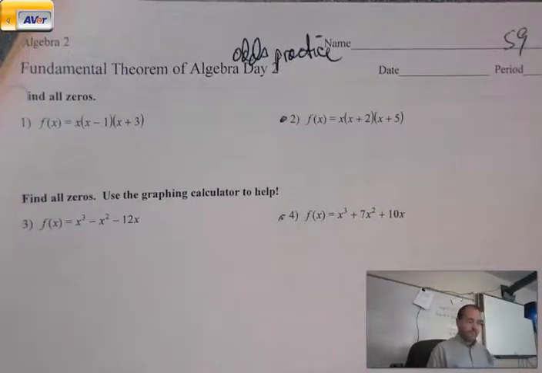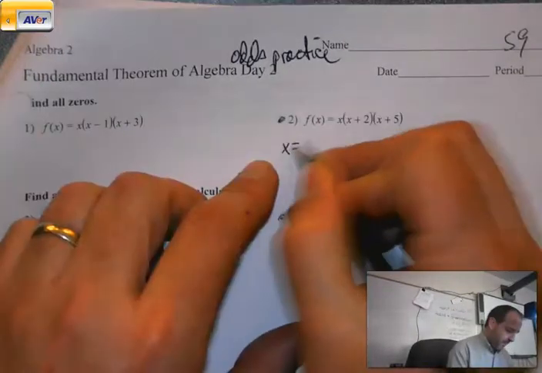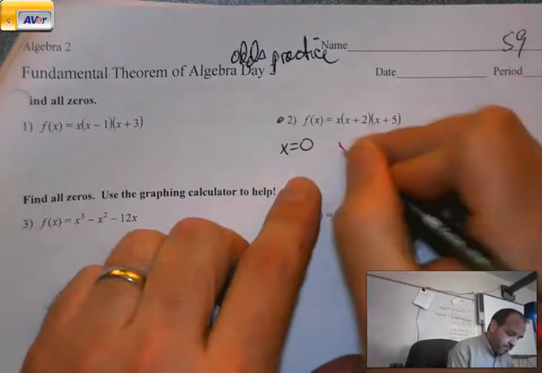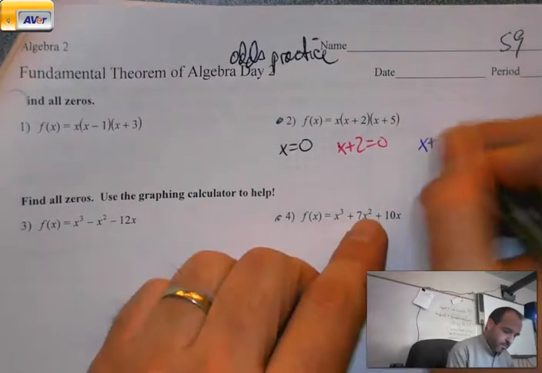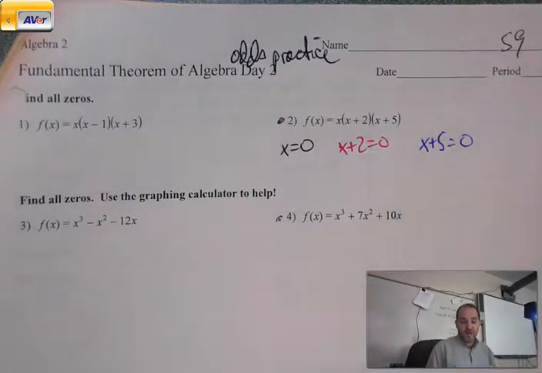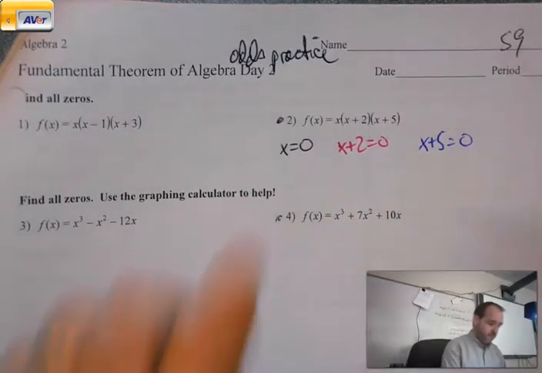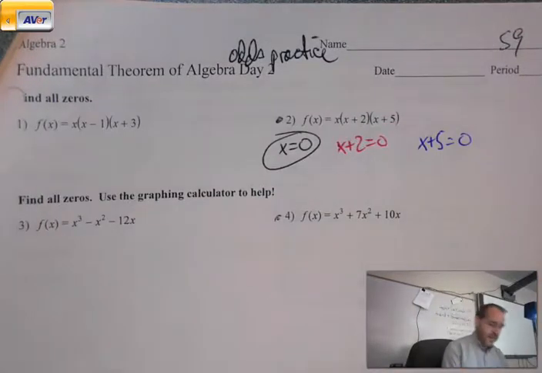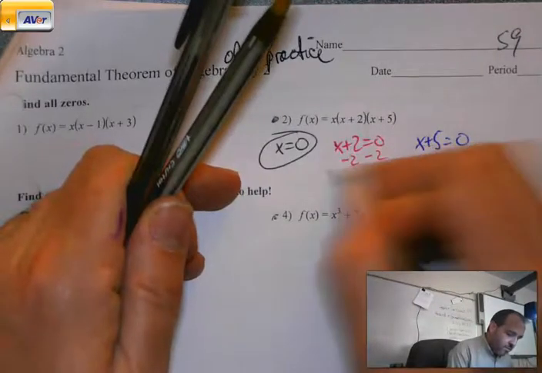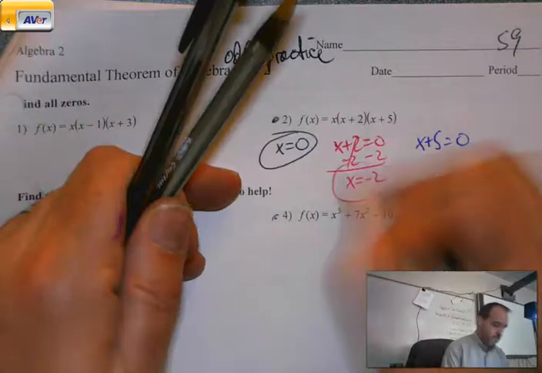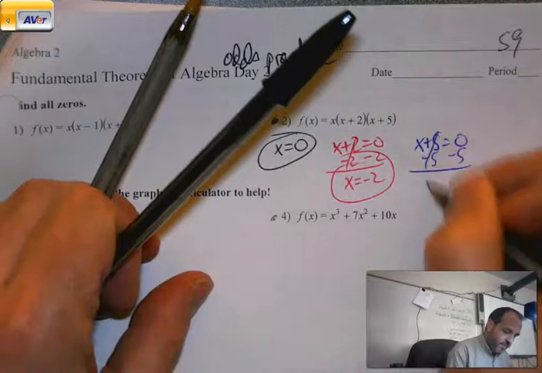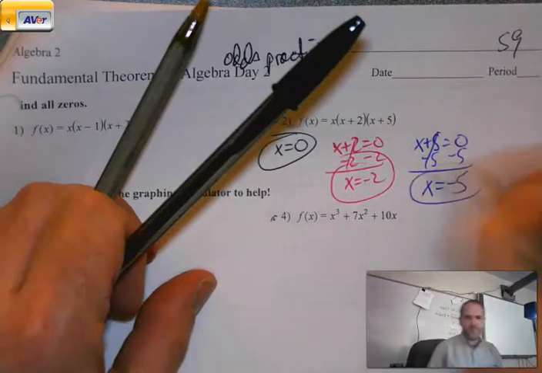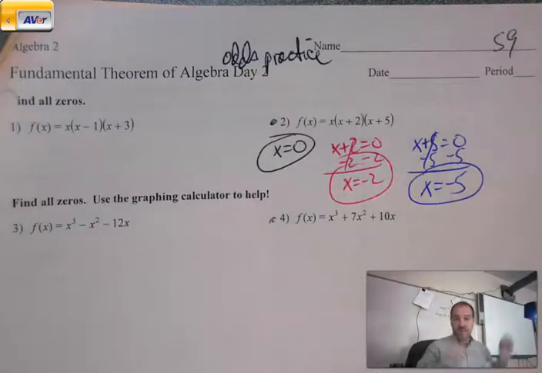So find all the zeros. All that means is anything that has x gets set equal to 0, and then solve what's there. If it's already 0, cool. If it's not already 0, just go ahead, solve the mini equations. Keep it simple, okay? That's it. Find the zeros.